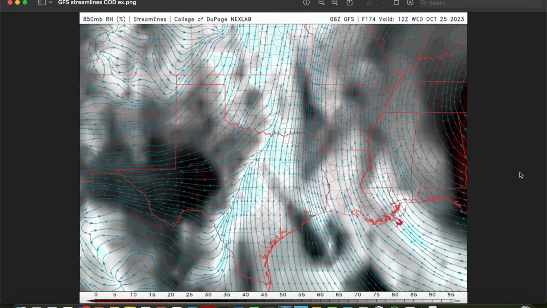Always look for little kinks in the streamlines in the open warm sector, as these can represent prefrontal troughs or confluence zones that can provide subtle forcing for discrete warm sector convection, and if the wind profiles favor tornadoes, these warm sector storms may have the best chance of producing them. The map you see here is not necessarily an example of a prefrontal trough scenario, but it does show how this product can help you identify areas of confluence. Here is a cold front as progged by the GFS model, and you can see how the streamlines clearly denote the area of confluence along the boundary.